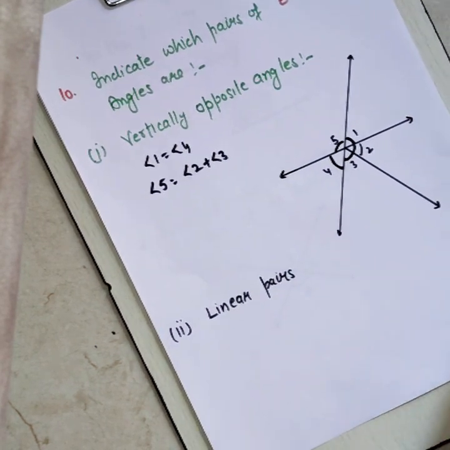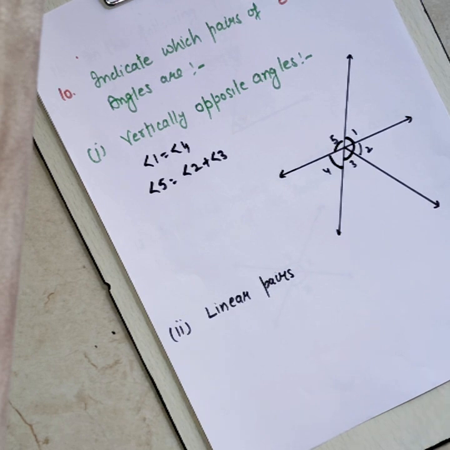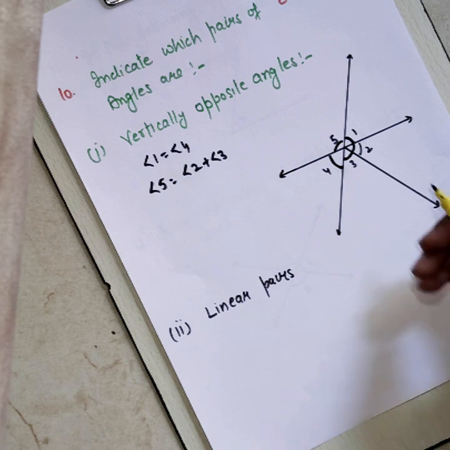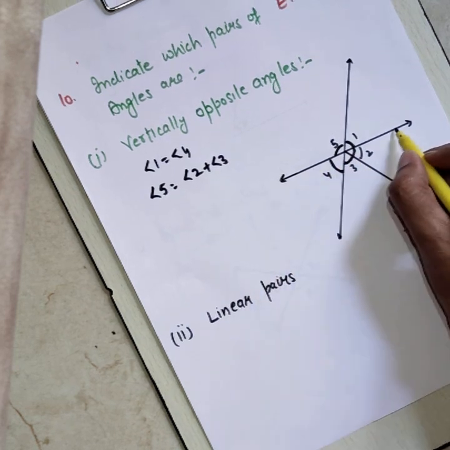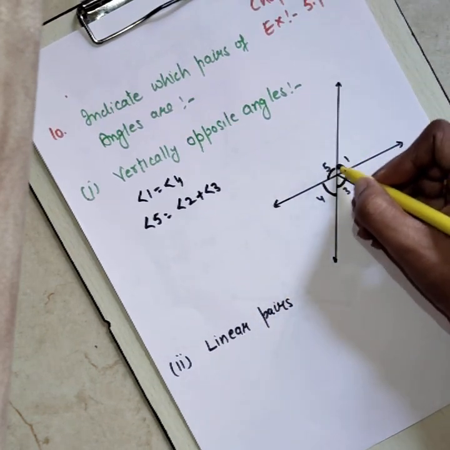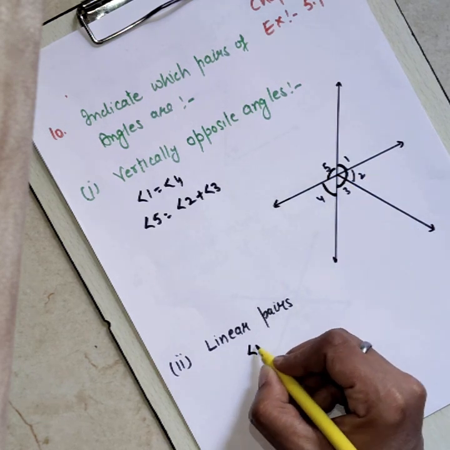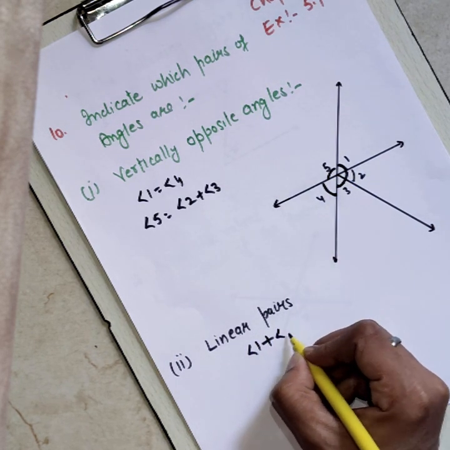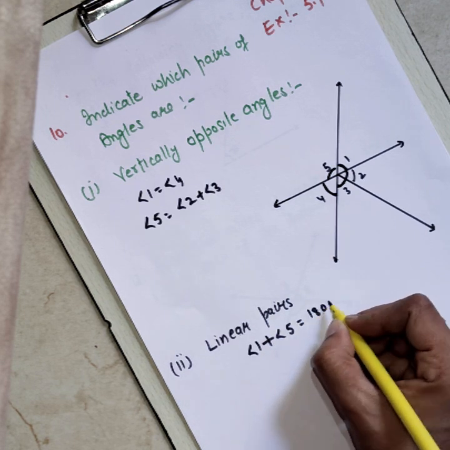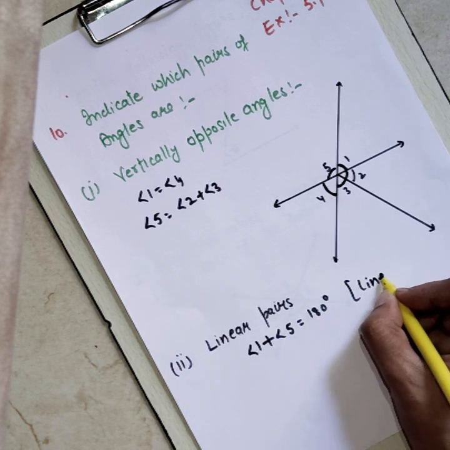Now linear pair. What are linear pairs? A linear pair is a pair of adjacent supplementary angles. Adjacent angles means next to each other, and supplementary means the sum of these angles should be equal to 180 degrees. So this one is a straight line and here is a common arm. So angle 1 and angle 5 is a linear pair. So angle 1 plus angle 5 is equal to 180. So this is a linear pair.